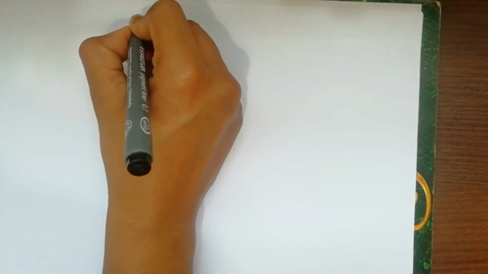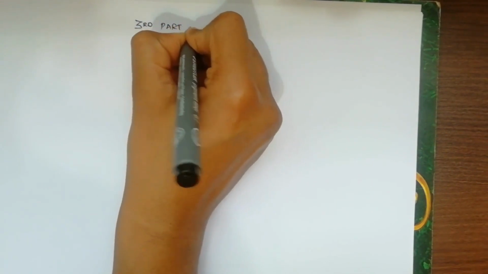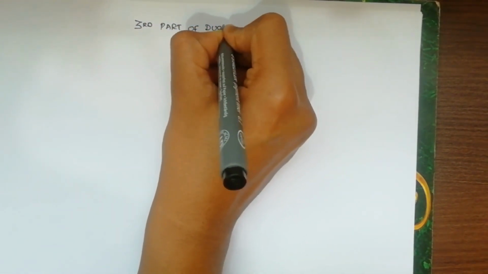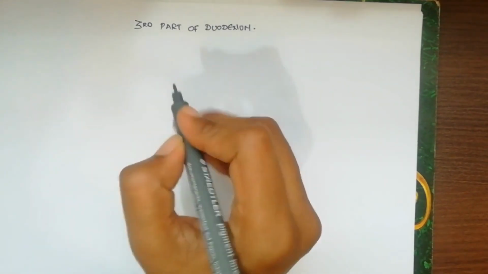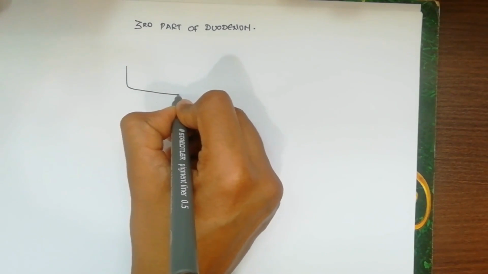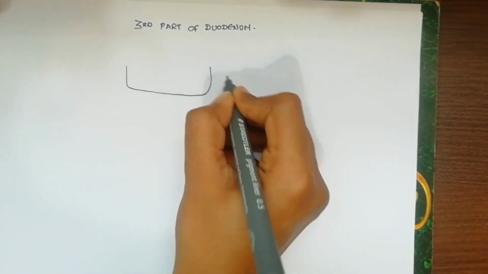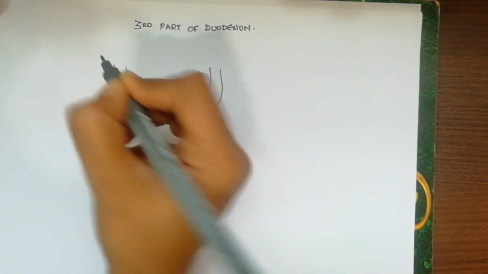So we are going to see third part of duodenum. So talking about the third part of duodenum, it is the longest part of the duodenal region. So we have got second part which is going to extend as third part, and it is going to continue as fourth part of duodenum.